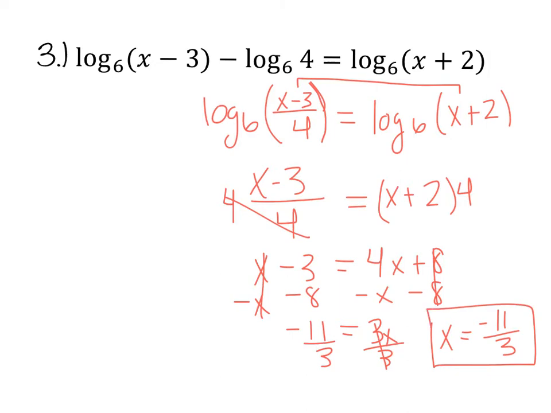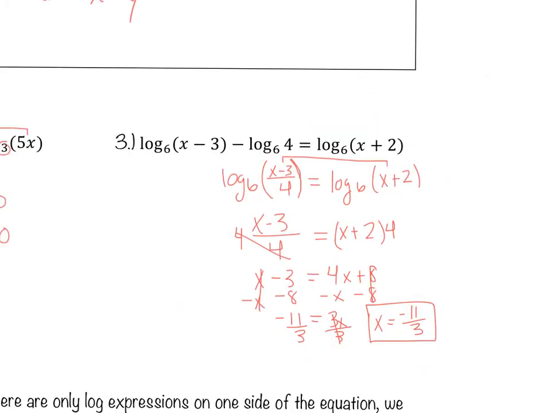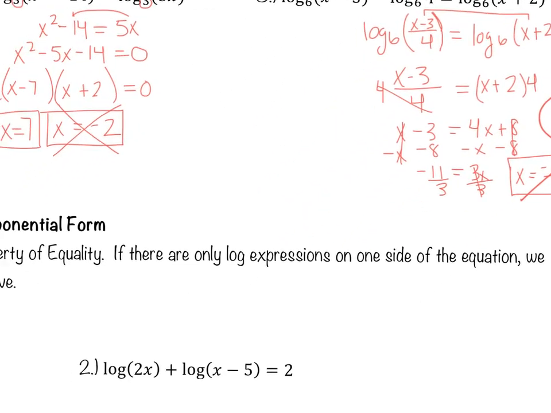Once again, we have to check and make sure that this does not produce a negative in our log. So if we take negative 11 thirds, or negative 3.33333, and I plug it into the first x, negative 11 thirds minus 3 is not going to give us a positive number. It's going to give us a negative number. And therefore, since this is the only solution that we got, there is no solution. Okay, that happens. So that's the property of equality.